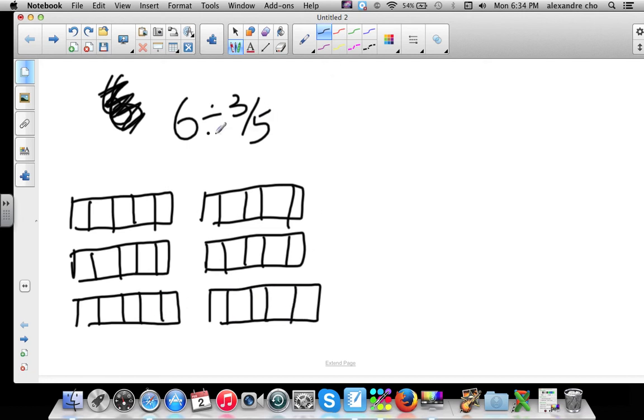And again, you want to make 3/5. You want to count this in 3/5. 1/5, 2/5, 3/5. So that's 1. Changing colors. 1/5, 2/5, 3/5. So you're able to make another piece. Change colors. 1/5, 2/5, 3/5. So you make another piece. Change colors. 1/5, 2/5, 3/5. That's another piece.